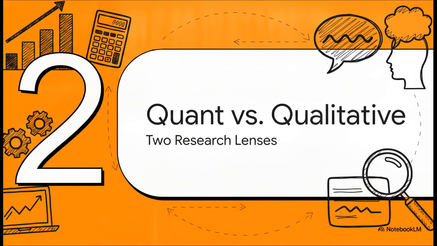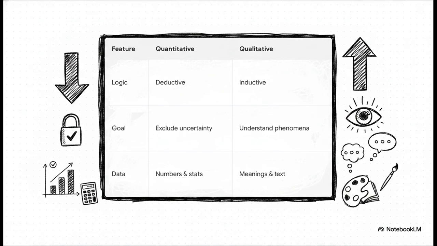Moving right along to Section 2, quantitative versus qualitative. When you break down the two main ways humans analyze information, it's literally like looking through two completely different lenses. On one side, we have quantitative research. This relies on deductive logic, meaning you move from a broad theory down to specific data. The whole goal here is to exclude uncertainty and test exact causes using hard numbers and statistics. But on the other side, qualitative research uses inductive logic, building from specific, messy data points up to broader theories. It's all about interpreting complex human phenomena, meanings, experiences, and visuals. Both are totally essential for shaping our understanding of reality.